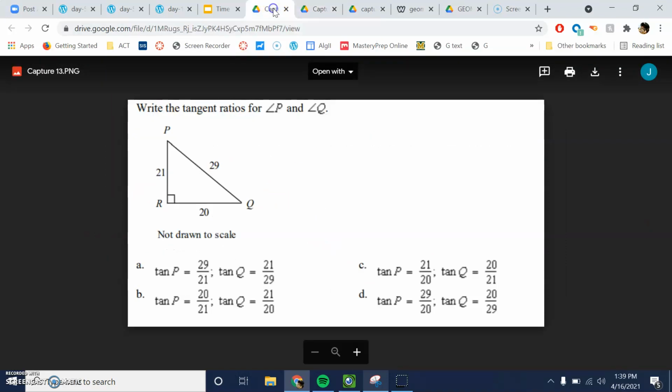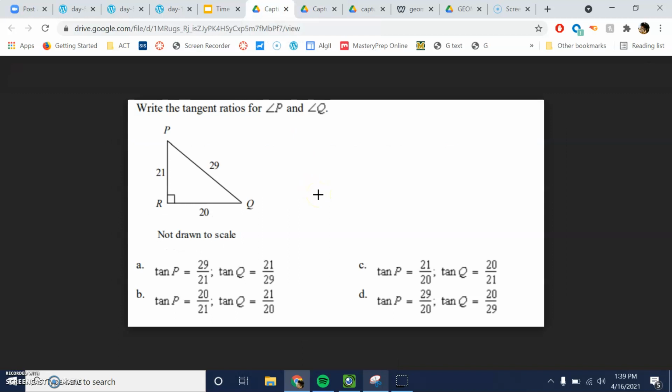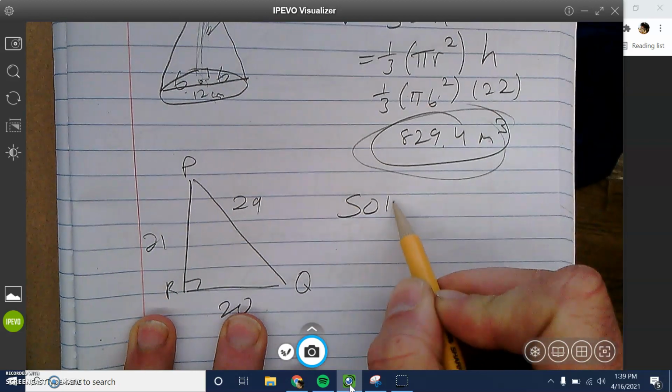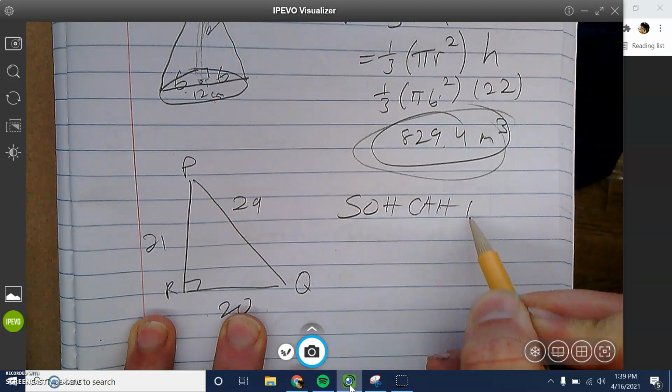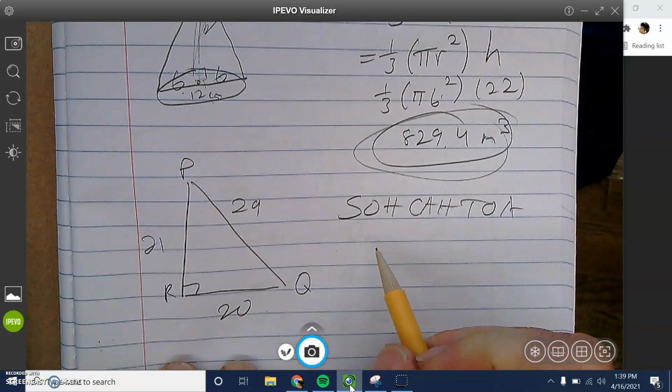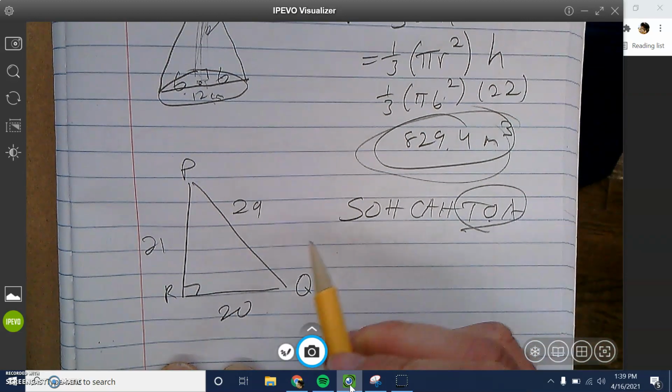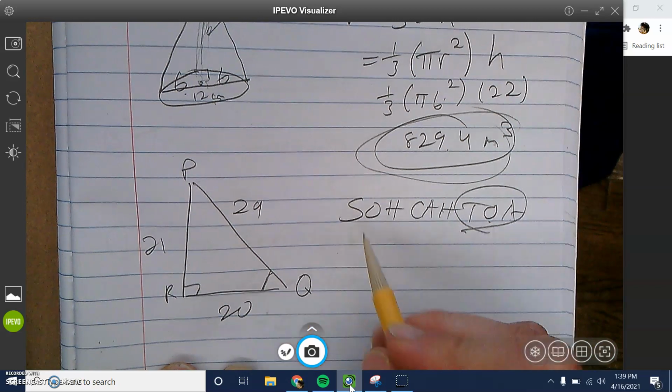Let's do the next one. Here's a mastery in advance. Who remembers this? Find the tangent ratios for angle P and angle Q. All right, SOHCAHTOA. So tangent is opposite over adjacent. So I put that in my mind. So let's start with angle Q first.